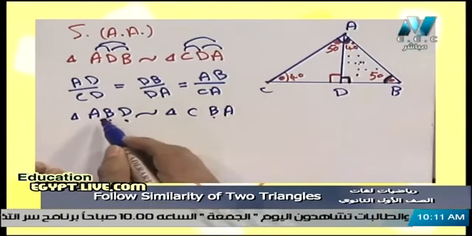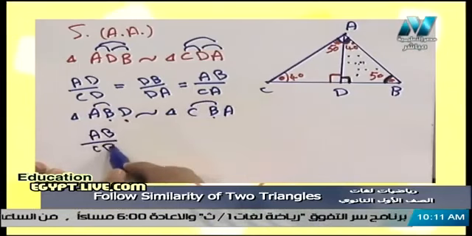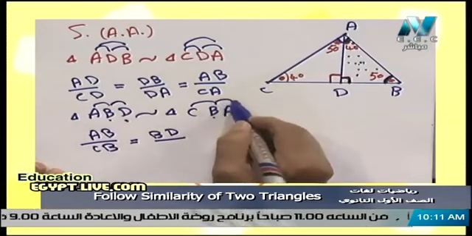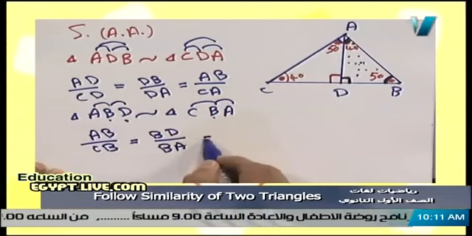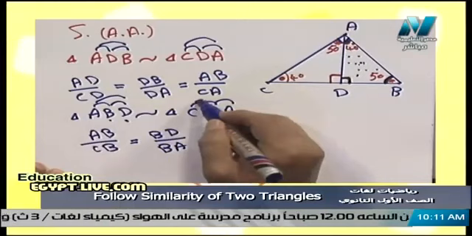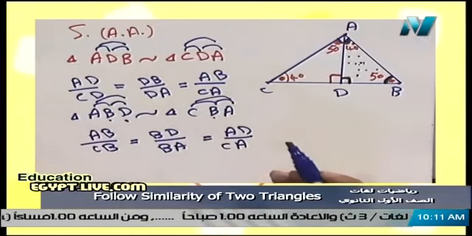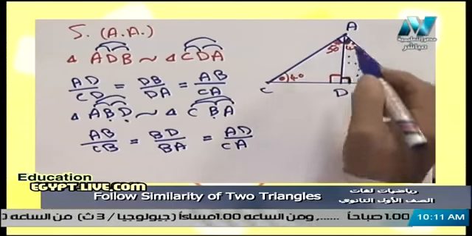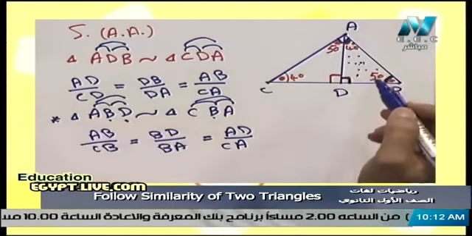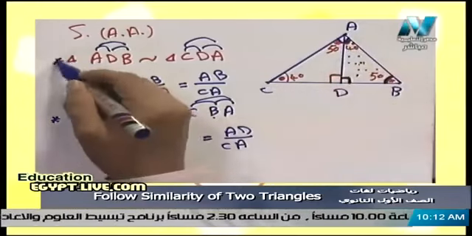And also we can say that AB over CB will be equal to BD over BA, of course equals AD over CA. We have talked about triangle ABD and triangle ABC, okay, here. And we have talked about the two small triangles ABD and ACD here.